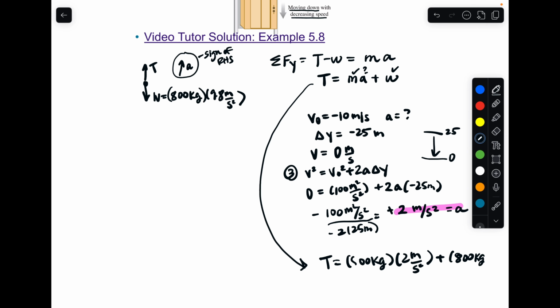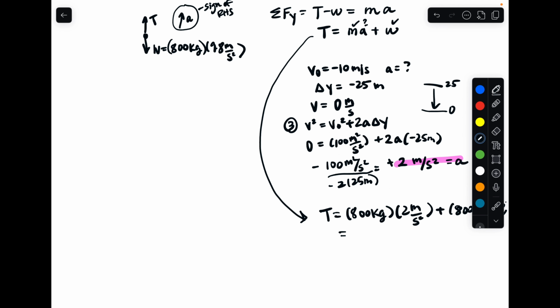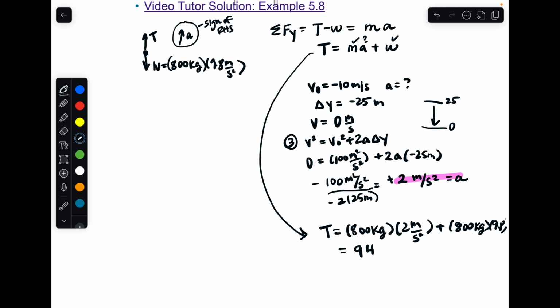Oh, just kidding. 800 kilograms. I'm like, why am I writing 200? So our tension is going to be equal to 9,440 newtons.